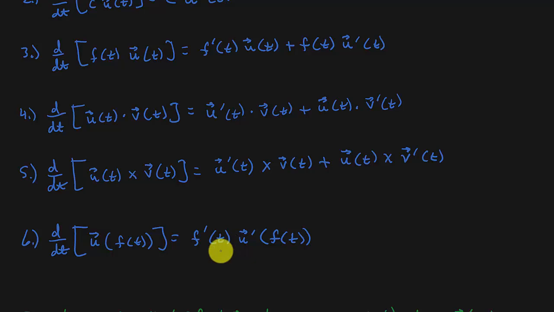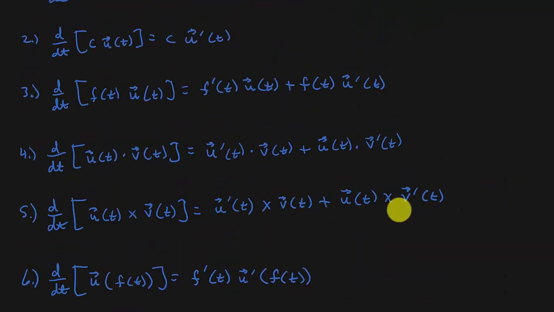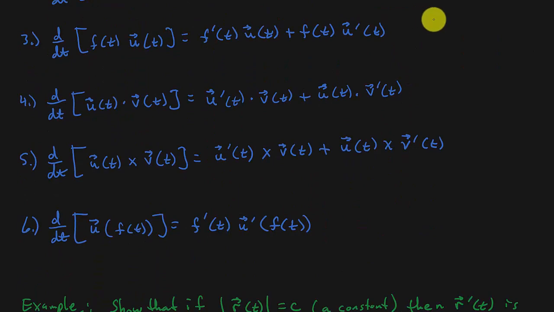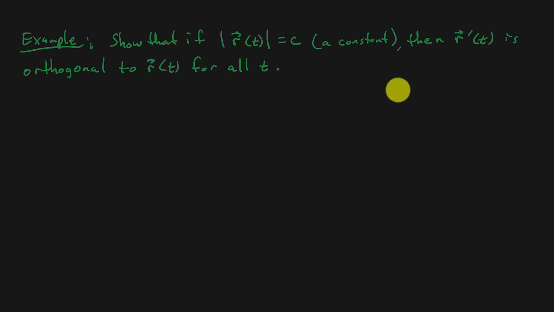All right, so let's look at some more examples. So these are just some properties for derivatives. Okay, you got some product rules right here. See those? All right. So let's look at this. It says show that if the magnitude of r is equal to a constant c, then vector r prime is orthogonal to vector r for all t.